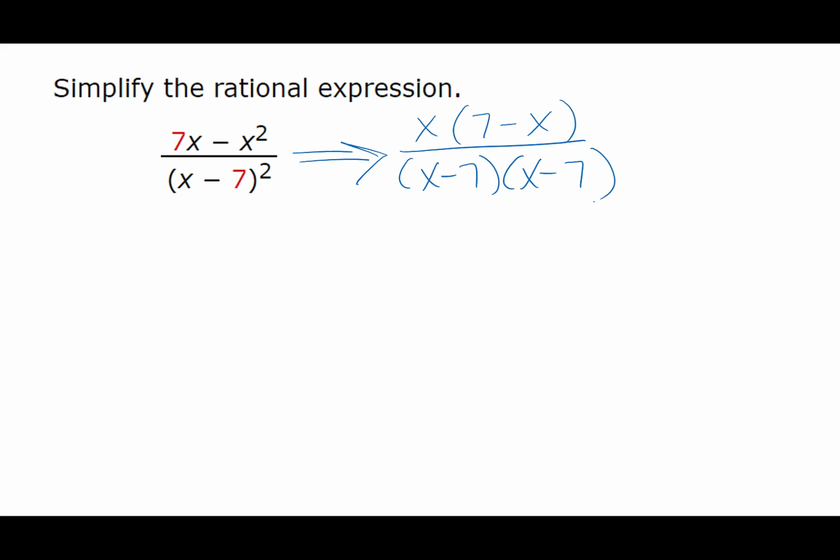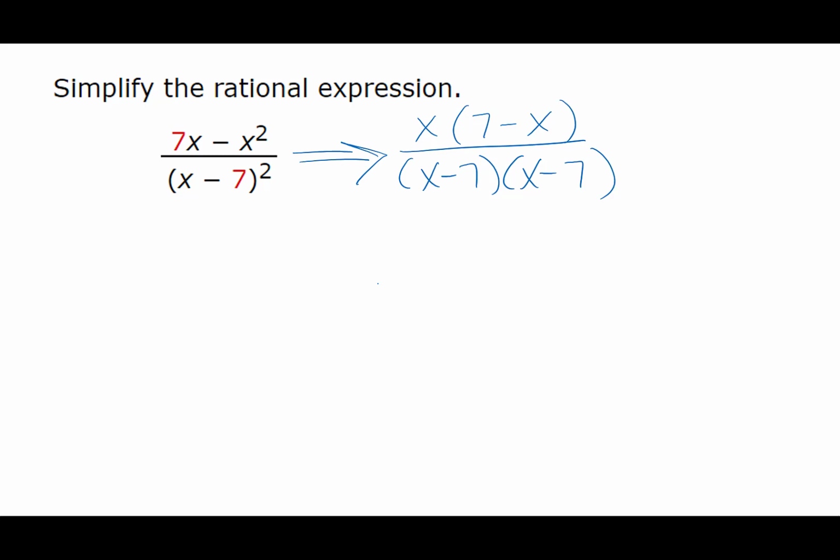Do you see how the numerator has the factor 7 minus x, but the denominator has the factor x minus 7? Those are not the same factors because one has a positive 7, the other has a negative 7, and then the same with the x values. One is negative, one is positive.